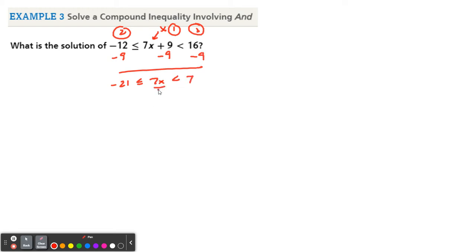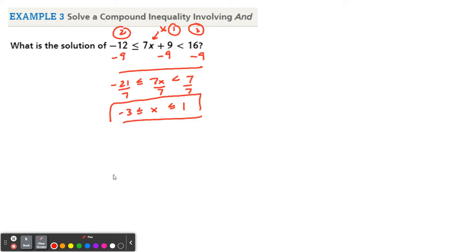Now we're going to divide by 7 once, twice, three times. Negative 21 divided by 7 is negative 3, less than or equal to x, less than or equal to, and 7 divided by 7 also cancels, but because there's nothing else, you have to put a 1 there. It's not 7 minus 7, which is 0. It's 7 divided by 7, which is 1. And here is your simplified compound inequality.